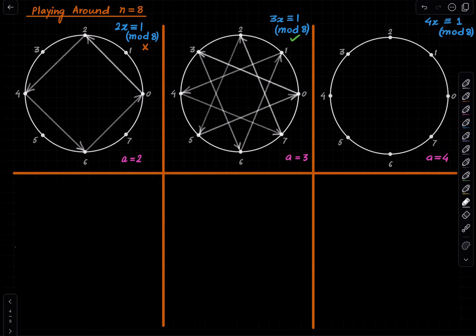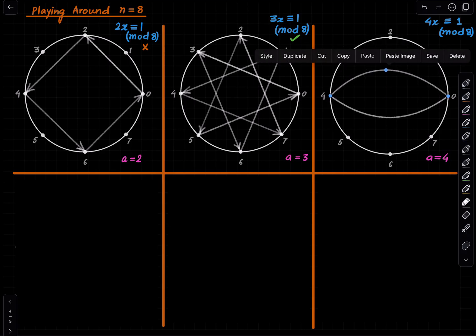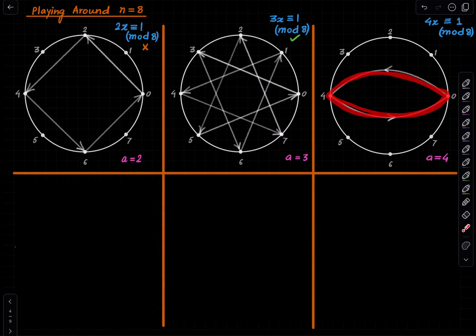We start at 4. We add 4, we get to 0. Because 4 plus 4 is 8. 8 is same as 0 modulo 4. You again add 4, you come back to 4. So maybe I should draw it like this. You add 4, oops. So we will keep running in this cycle and never reach 1. Okay, so here we don't get a solution.